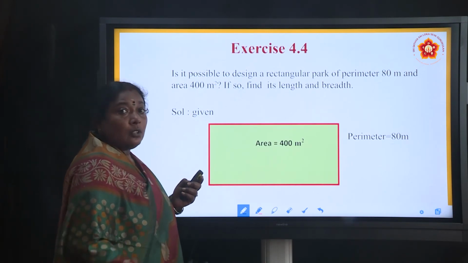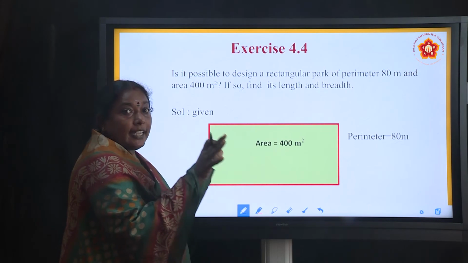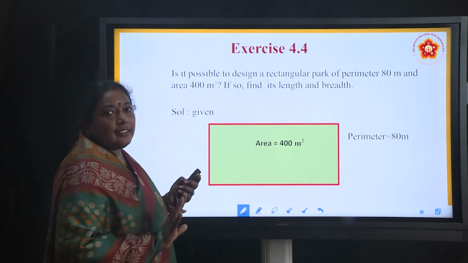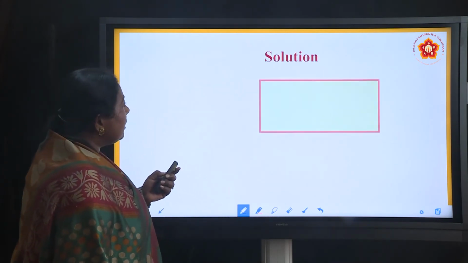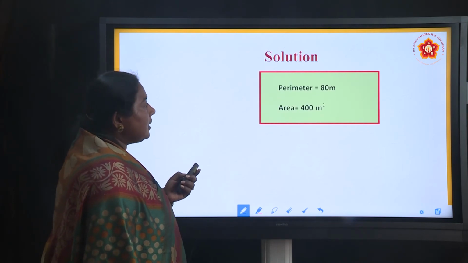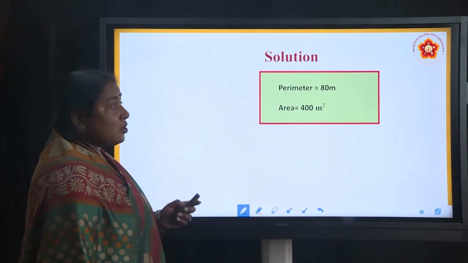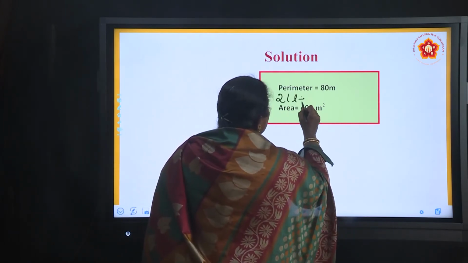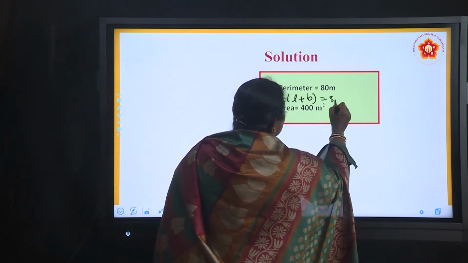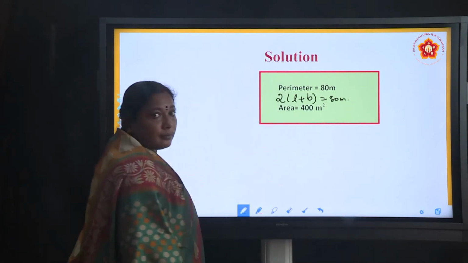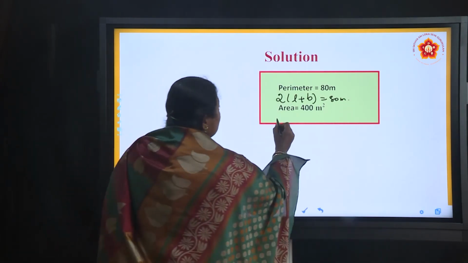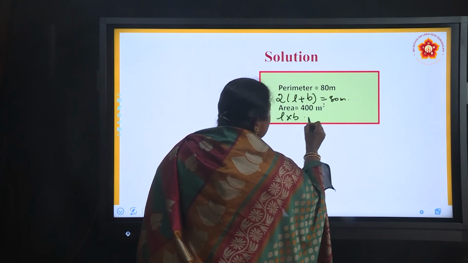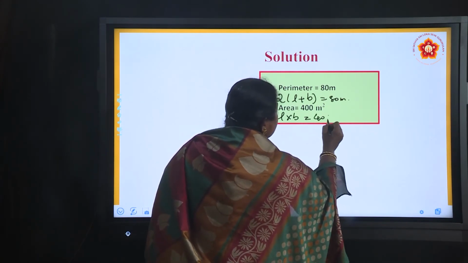Before that, we have to create an equation, then check the condition, then find the answer. That is all. Here, the rectangle's perimeter and area, everything is given. So, what is the formula for perimeter? 2 into (L plus B) is equal to 80 meters. Area is equal to length into breadth, which is equal to 400.